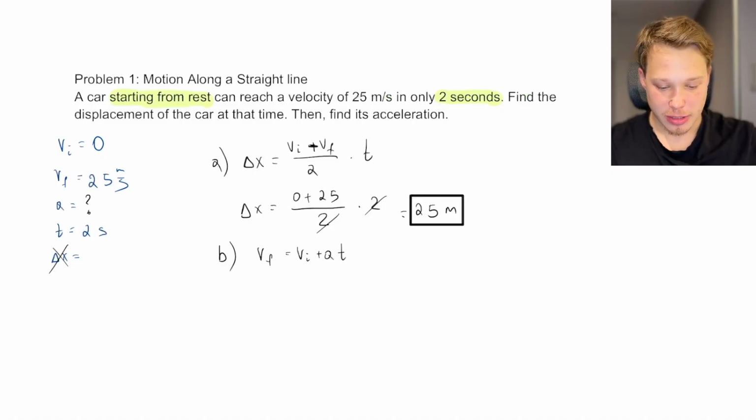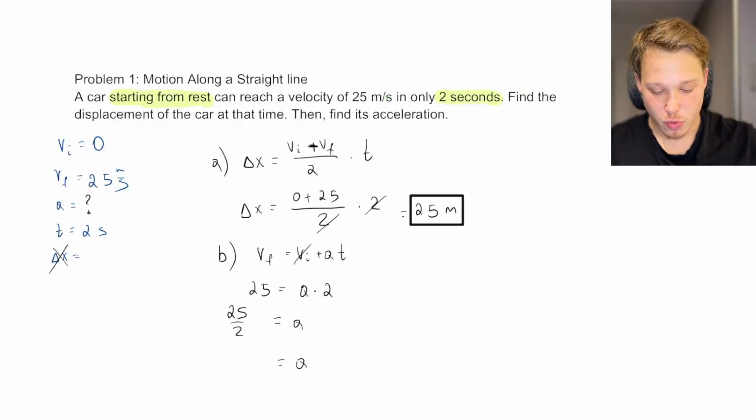So let's plug everything in and find our acceleration. Final velocity is 25. Initial is 0, so it cancels out. And acceleration is what we're trying to find. And time is 2. So to cancel out 2 on the right hand side, you need to divide by 2 on both sides. So 25 divided by 2 will be 12.5 meters per second squared.